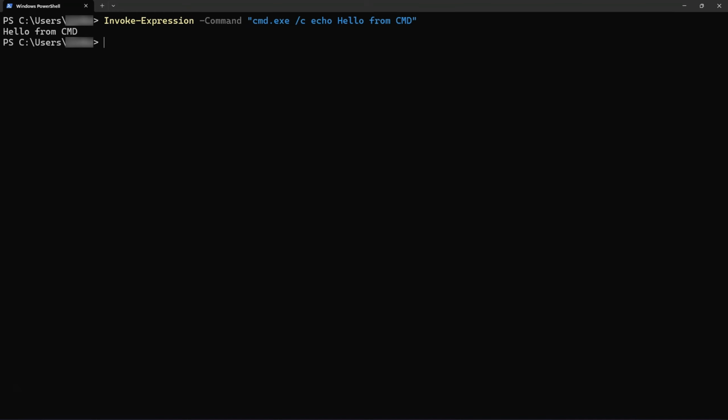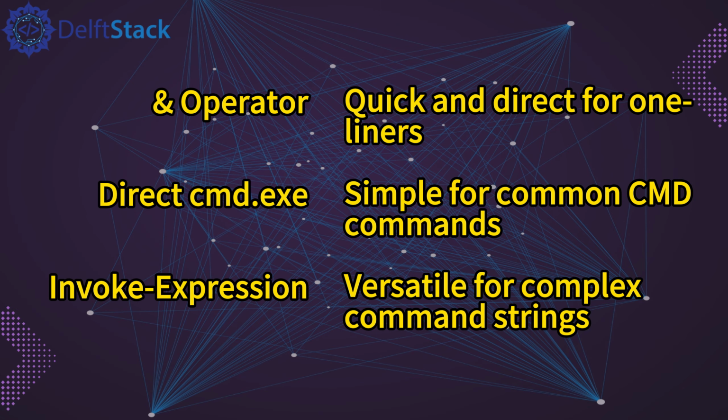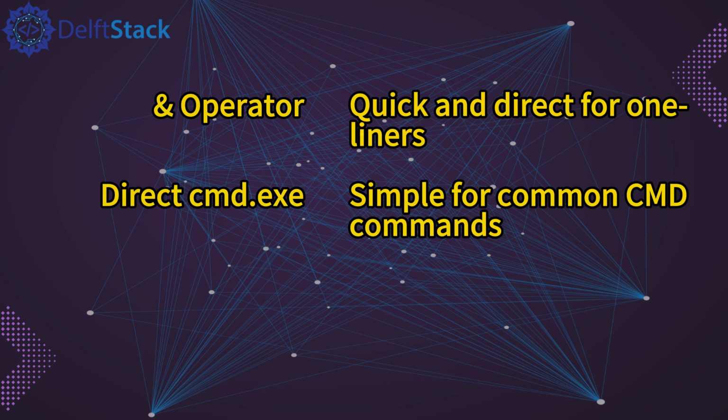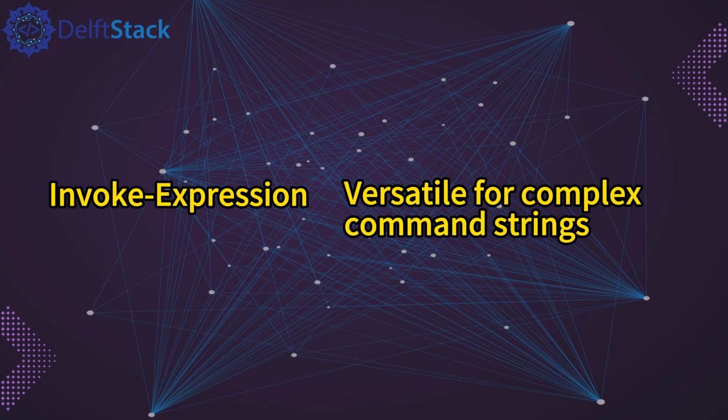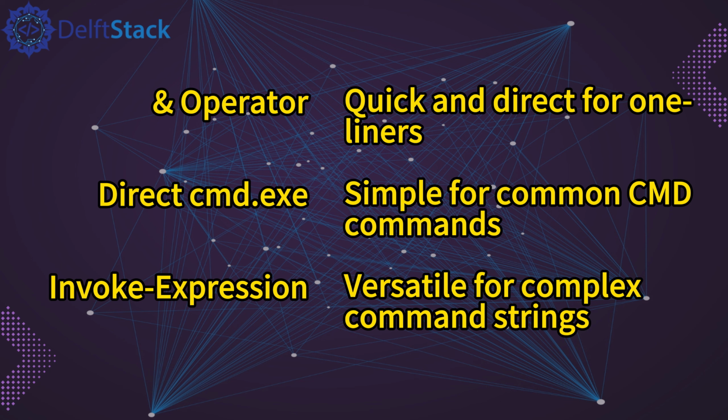To summarize, here's a quick comparison of the methods we covered: the & operator, quick and direct for one-liners; direct cmd.exe, simple for common CMD commands; Invoke-Expression, versatile for complex command strings. Each method has its strengths, so choose the one that fits your use case. For one-off commands, use & or direct invocation. For dynamic commands, prefer Invoke-Expression. That's how you can run CMD commands in PowerShell using simple methods.